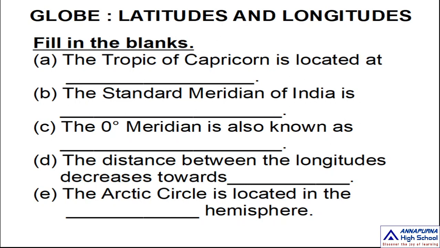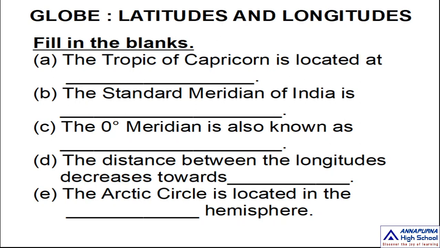Okay. The standard meridian of India, 82.5 degrees east meridian, is called the standard meridian of India. India is located in the eastern hemisphere from the Greenwich. That's why you write the letter E after the 82.5 degrees. So our standard meridian is 82.5 degrees east meridian.